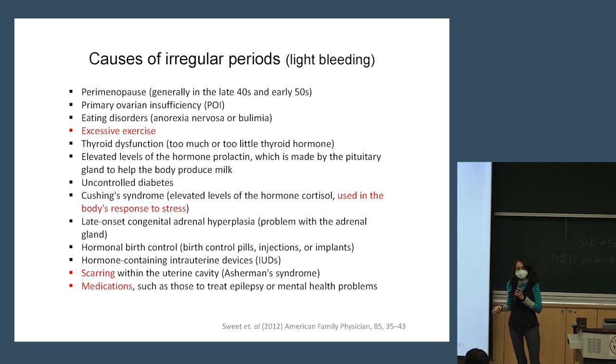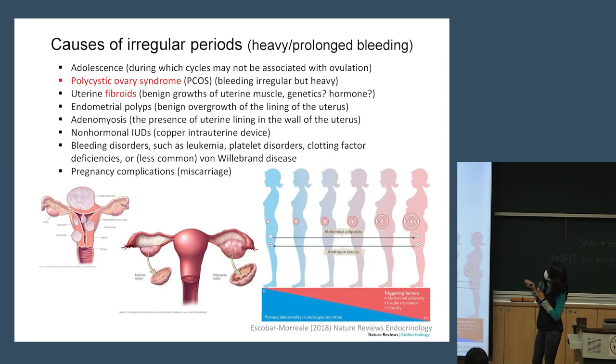It's not a spontaneous abortion. They go to the doctor because under certain situations they cannot have the pregnancy, so they go to a doctor and have surgery to remove the fetus. That causes scarring of the uterus, and that can cause some irregularity problems as well. Okay? How about heavy and prolonged bleeding?